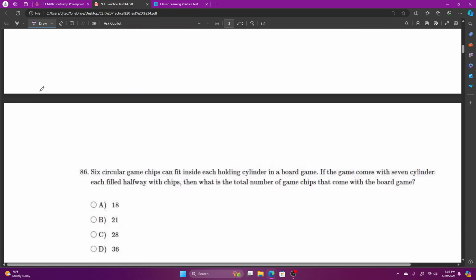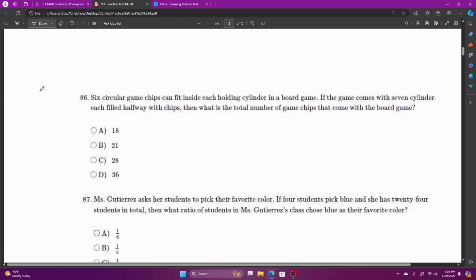I think I can get one more question in here. Question number 86 says 6 circular game chips can fit inside each holding cylinder in a board game. If the game comes with 7 cylinders, each filled halfway with chips, then what is the total number of game chips that come with the game board?